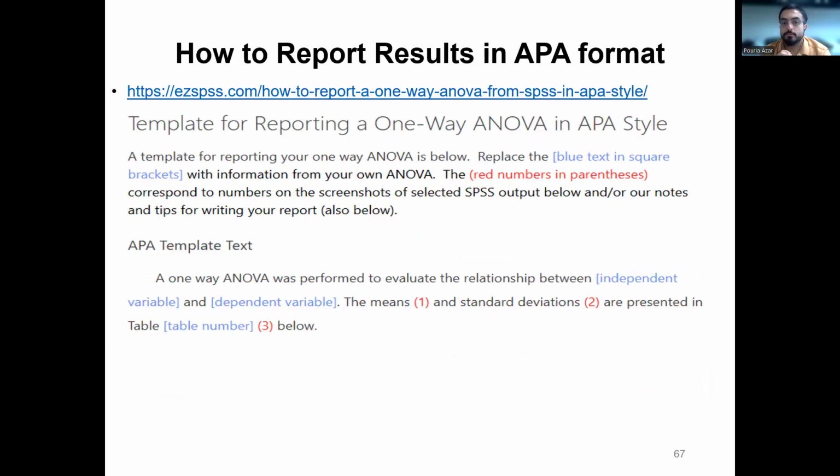How to report results in APA format. This is the template for how to report the SPSS outputs for one-way ANOVA in APA style. I would like you to follow this template. You can start with: a one-way ANOVA was performed to evaluate the relationship between the independent variable and the dependent variable. The means and standard deviations are presented in the table below.